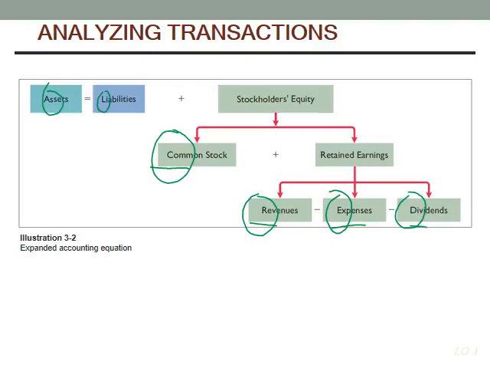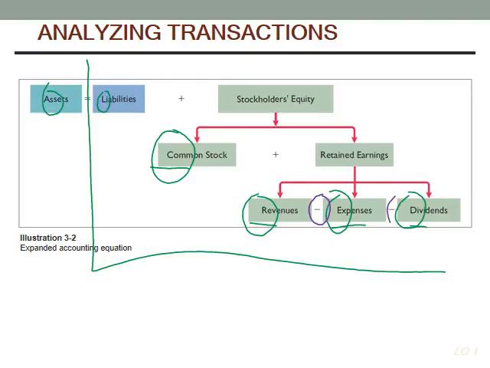Now let me expand further here. So we know that assets have to equal everything on the right-hand side. Okay, so the equal sign here is liabilities plus common stock plus revenues, but now we've got a minus expenses and minus dividends. Okay, so again, you can go ahead and use that acronym, liabilities plus CRED.